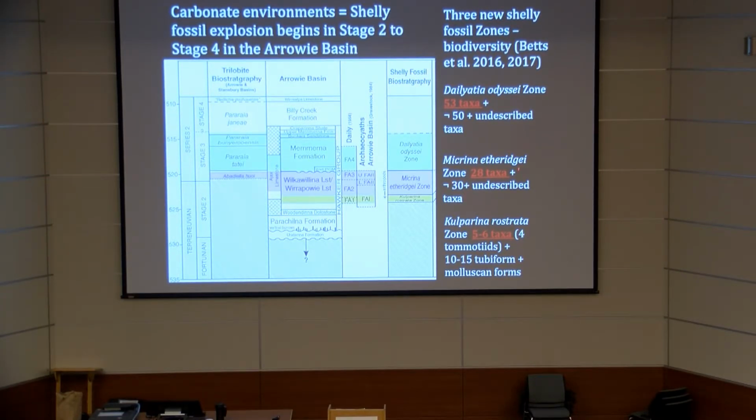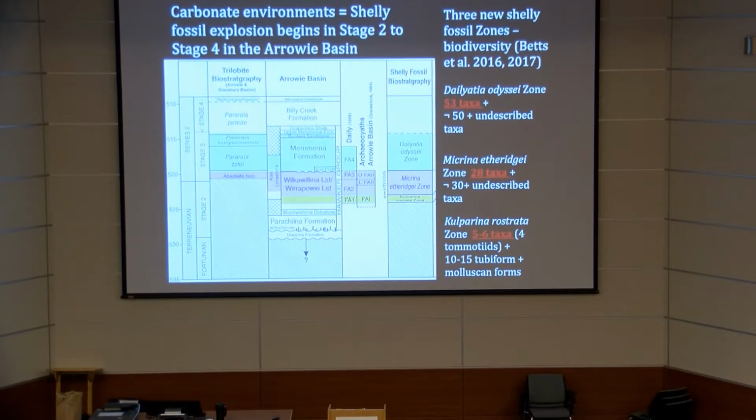And then as we go up, you can see the Micrina etheridgei zone, which, both of these are mostly sub-trilobitic, although you can see the incoming of trilobites towards the top of the Micrina zone. This is defined by about 28 well-defined, repeatable taxa, but there are another 30 or so taxa that are yet to be described, and their biostratigraphy is clearly defined.